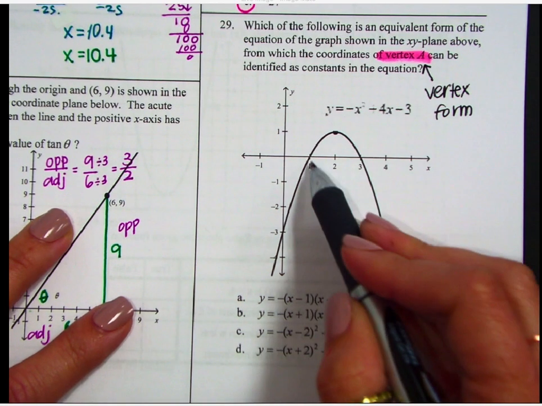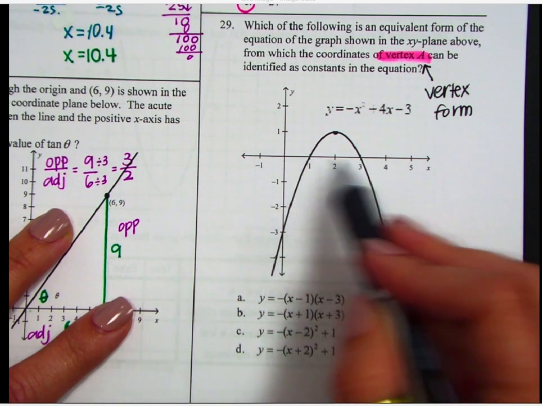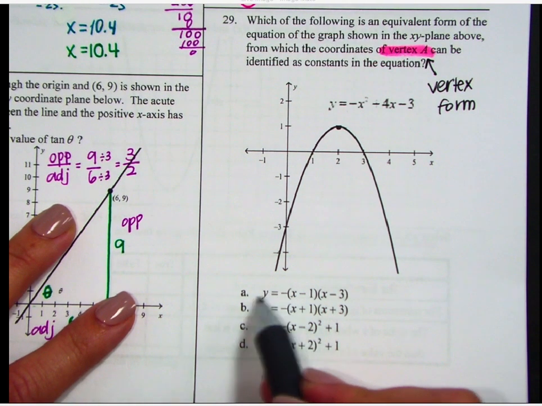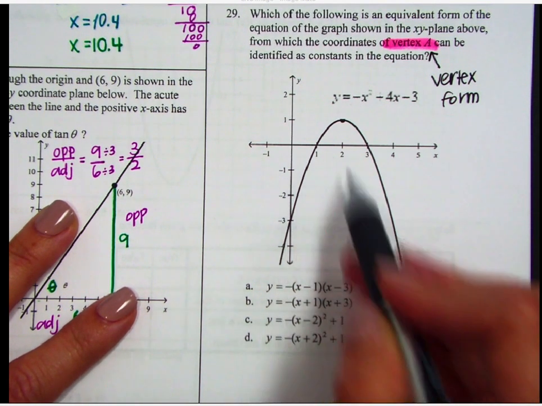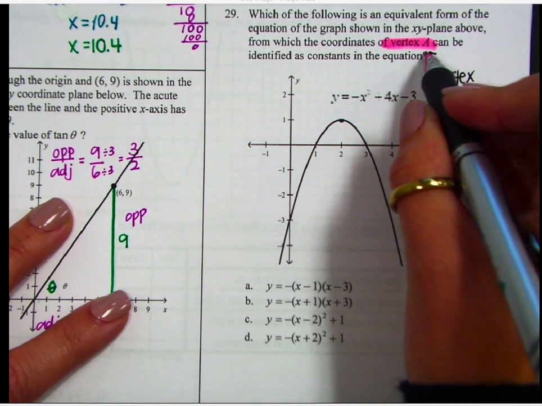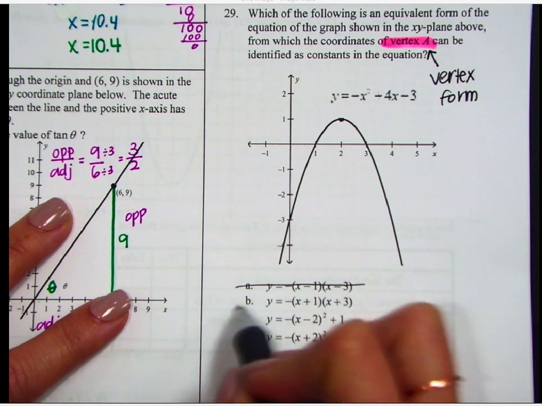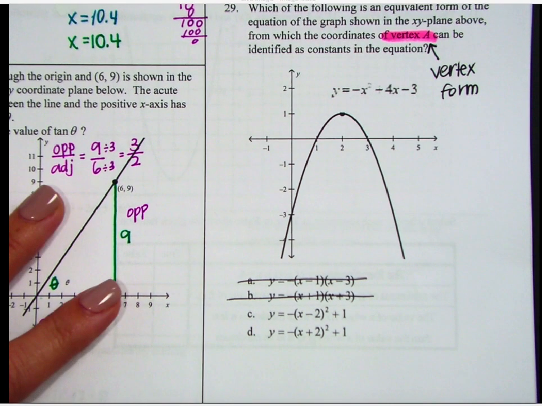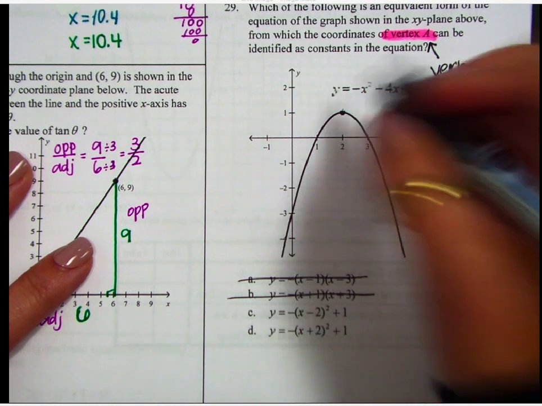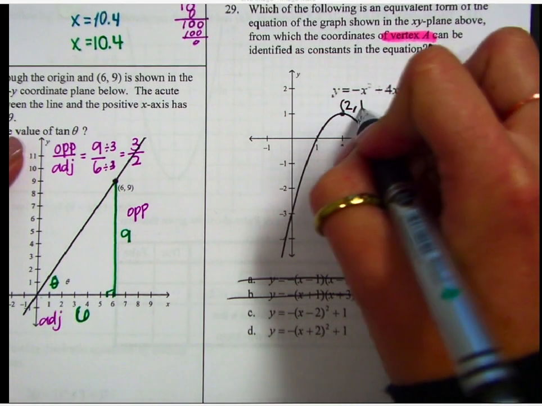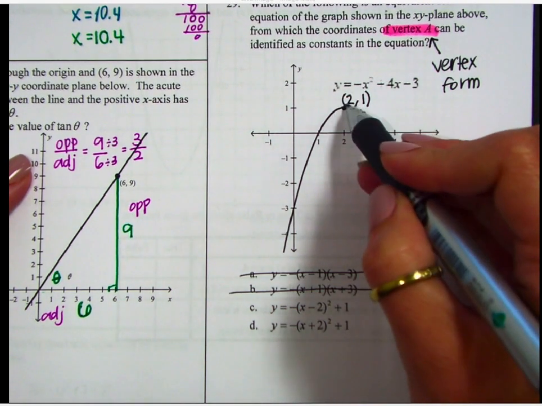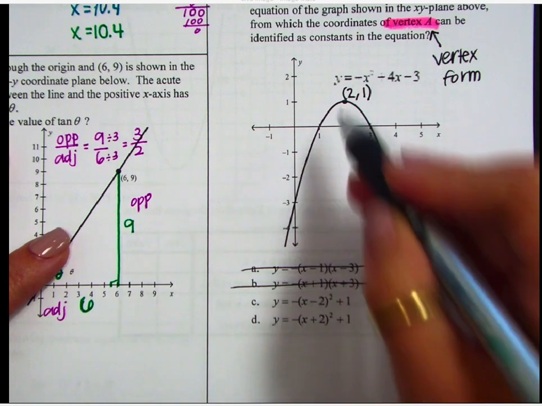Okay, we know we're crossing the intercepts at 1 and 3, so this would actually be a correct way to write the equation for this parabola, but this would be in intercept form and we want vertex form. So we're going to eliminate both of these. Okay, so we want vertex form. Looking at this parabola here, our vertex is at 2, 1. So remember when we write in vertex form, the x value goes in parentheses and it changes signs.